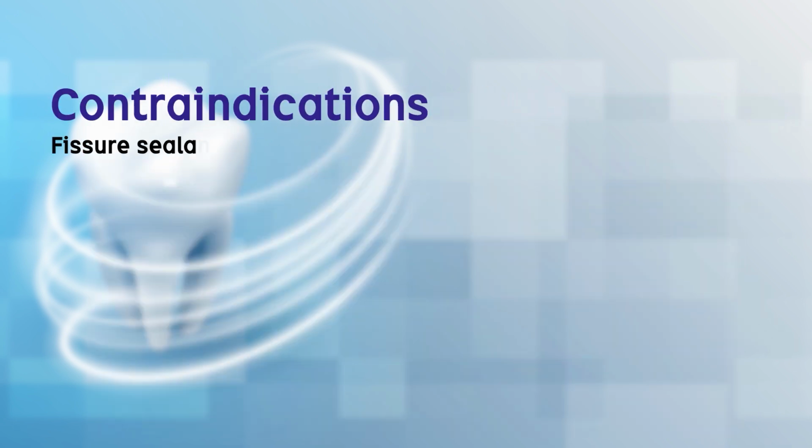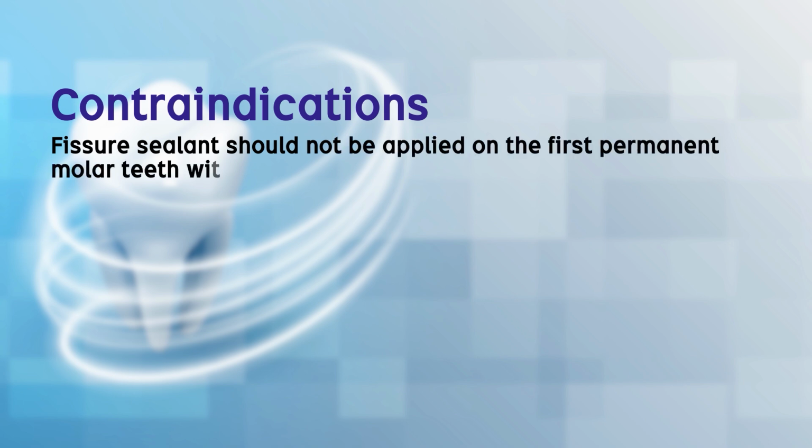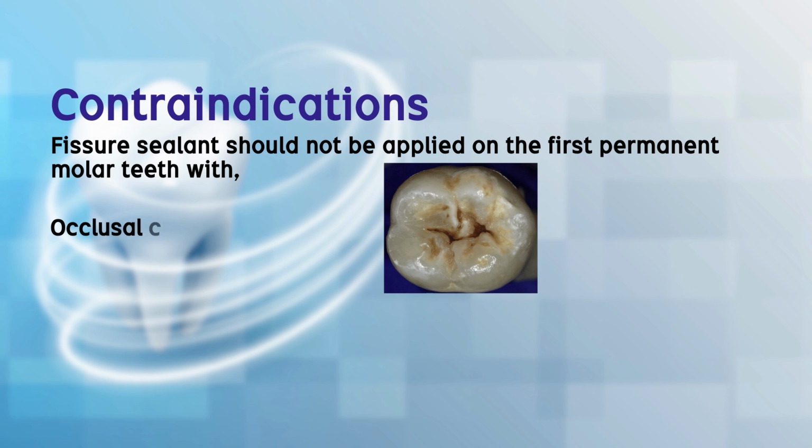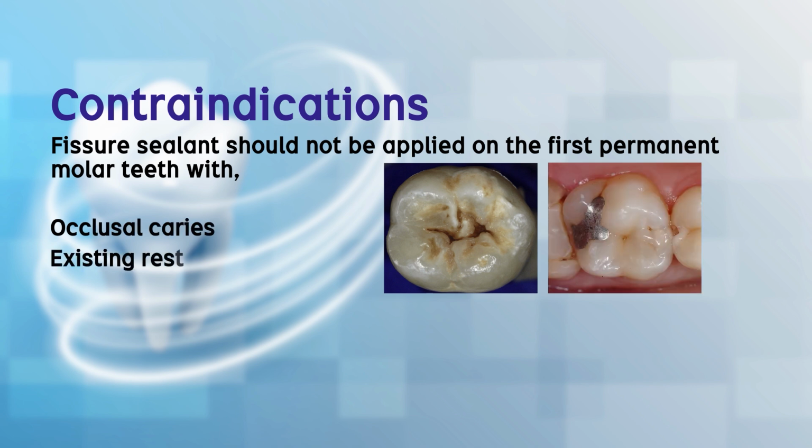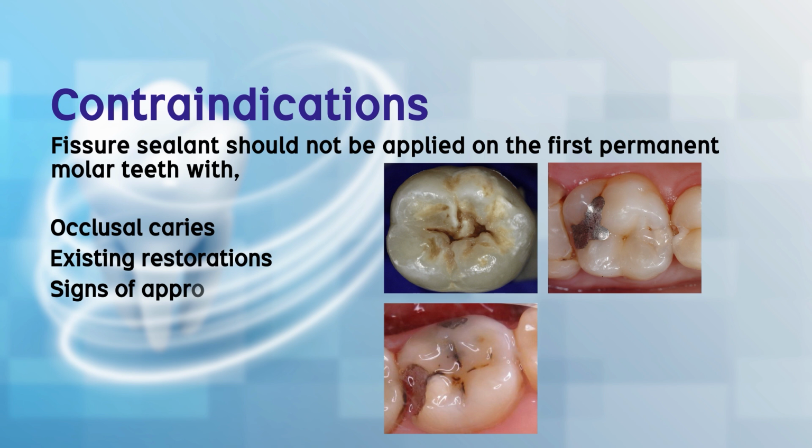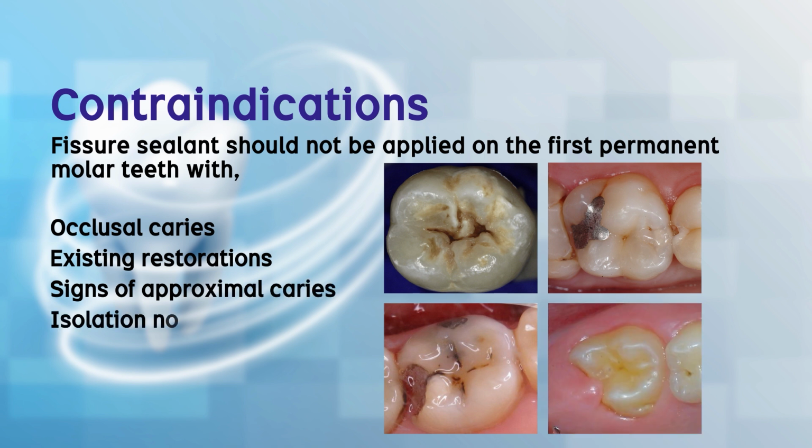Fissure sealant should not be applied on the first permanent molar teeth with following features: occlusal caries, existing restorations, signs of proximal caries, isolation not possible.